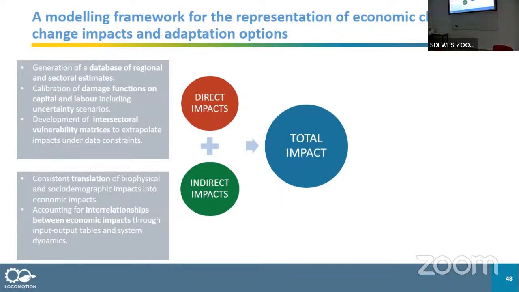we have two kinds of indirect impacts. Those that are guaranteed by the structure of the model. For that, we need a consistent translation from biophysical and socio-demographic impacts that occur in social and environmental modules into economic impacts. And on the other hand, inside the economic module, we account for interrelationships between economic impacts through the whole structure of the module, and also the input-output tables. For example, through the import and export, the trade market, there is this translation of impacts between regions and between sectors.